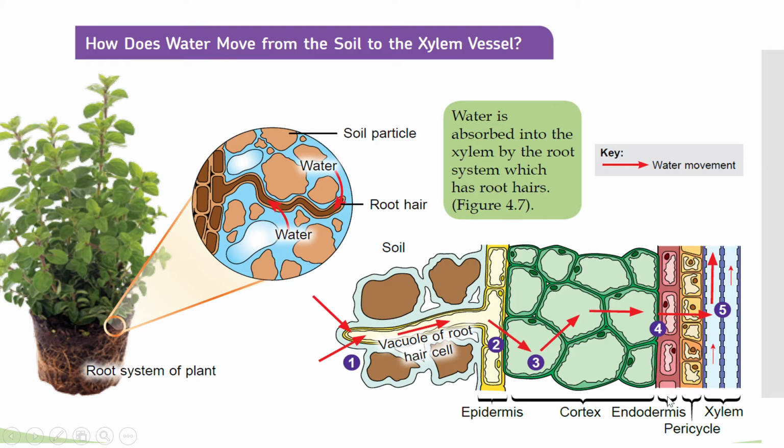Subsequently, next into this red region over here, that's the endodermis, and then we have the pericycle and the xylem, and that's the vascular region, the vascular tissue, the vascular cylinder. So into the xylem, and then subsequently going up. So water is absorbed into the roots, into the xylem, by the root system, which has these root hairs.